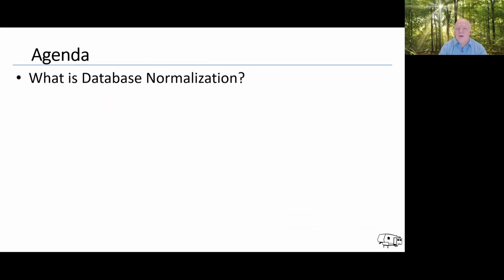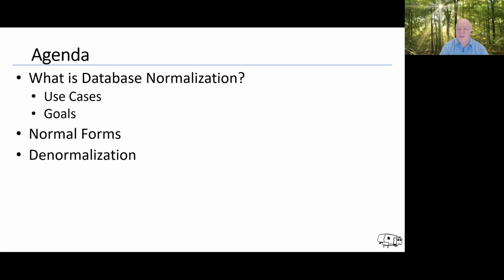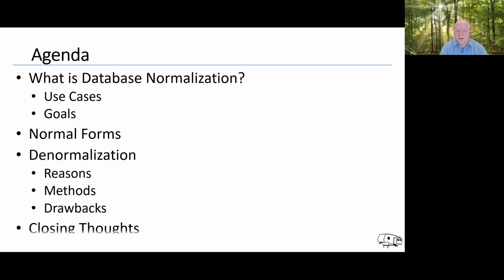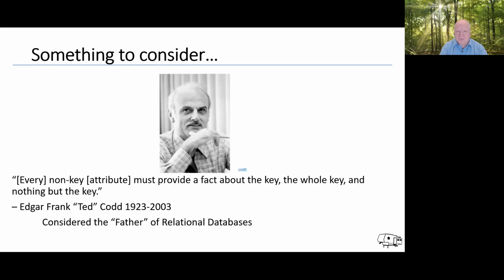So today, we're going to be talking about database normalization, its use cases, the goals that we have for database normalization, and then we're going to talk about the normal forms. We'll get into that a bit more later, what that means. Then we'll also touch on what denormalization is and some of the reasons why we would want to denormalize and the methods that are behind such denormalization. And also there are some drawbacks that we want to talk about before we look into denormalization. Then we'll wrap with a few closing thoughts.